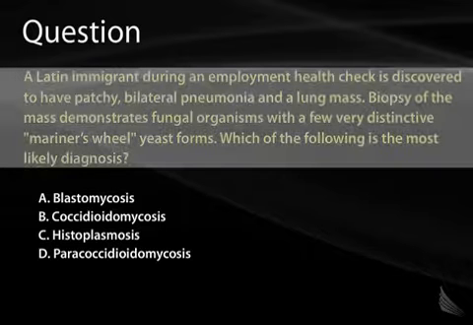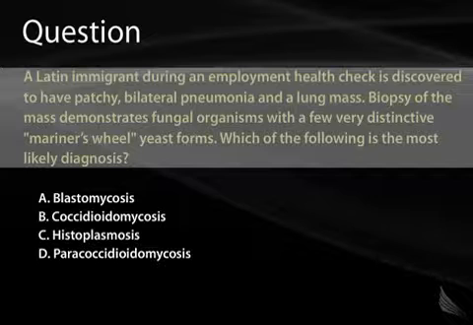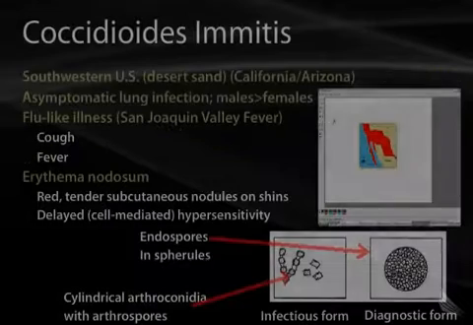Question. A Latin immigrant during an employment health check is discovered to have a patchy bilateral pneumonia and a lung mass. Biopsy of the mass demonstrates fungal organisms with very few distinctive mariner's wheel yeast forms. Which of the following is the most likely diagnosis? Again, Paracoccidioidomycosis has the mariner's wheel, and also this is somebody who's coming from South America where Paracoccidioides brasiliensis is more likely to be. They tell us it's a fungus. They give you everything you need to know in order to answer the question.